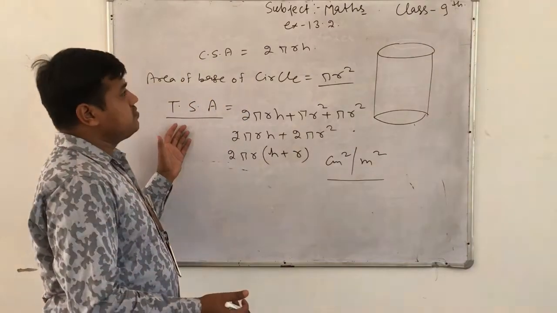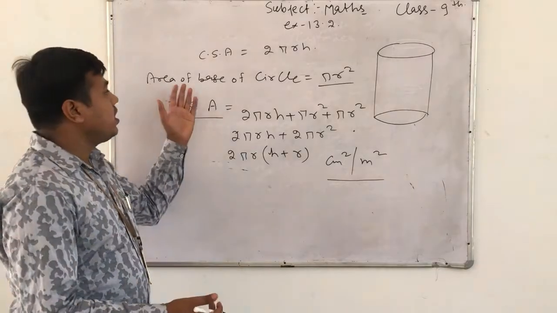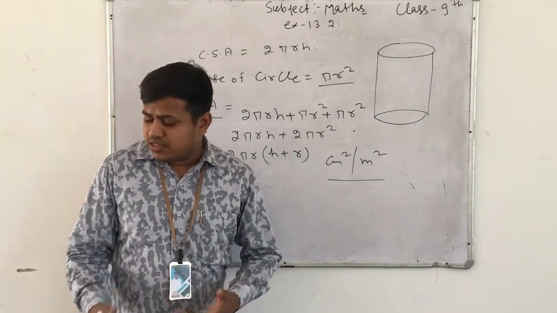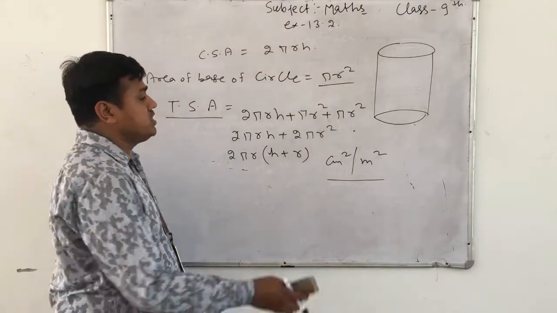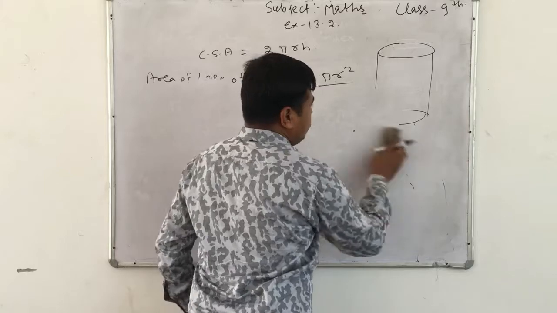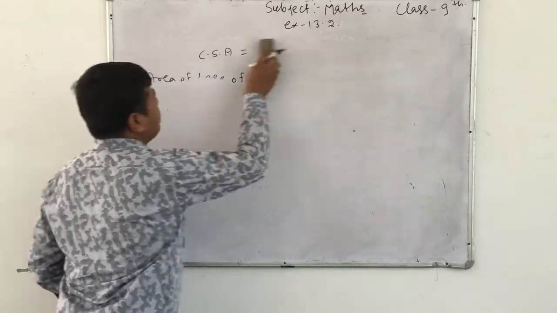So this is the curved surface area, total surface area, area of base of circle, and circumference of base of circle. These are basic formulas and basic concepts about the cylindrical shape. So let's start with a question.